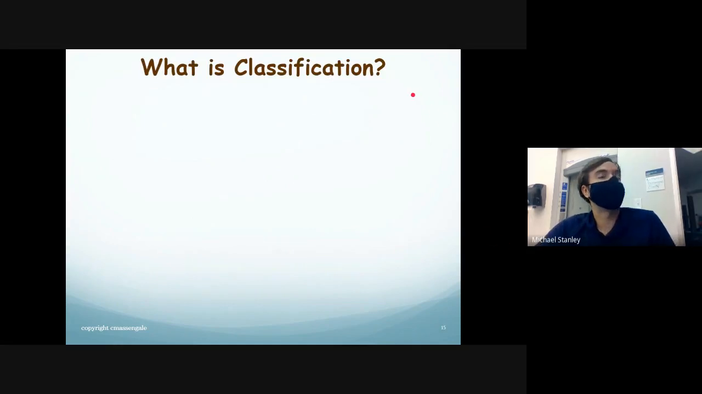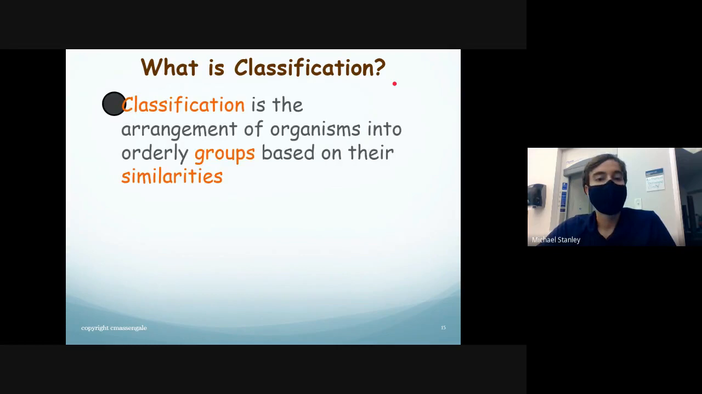So we do that, we create that cladogram, and we figure out these relationships through something called classification. So classification is arranging these groups based on their similarities. Kind of like the cladogram that we were working with on Thursday, the further you get up the graph, the more traits that the organisms had in common, right?